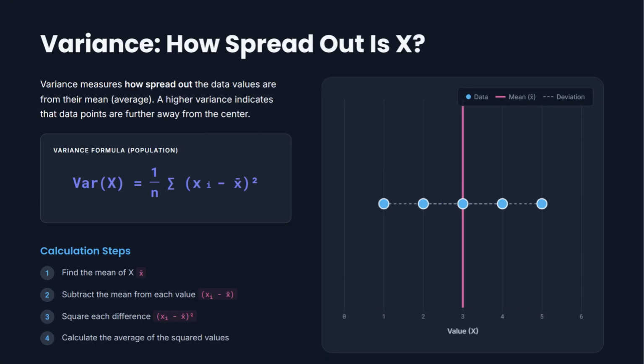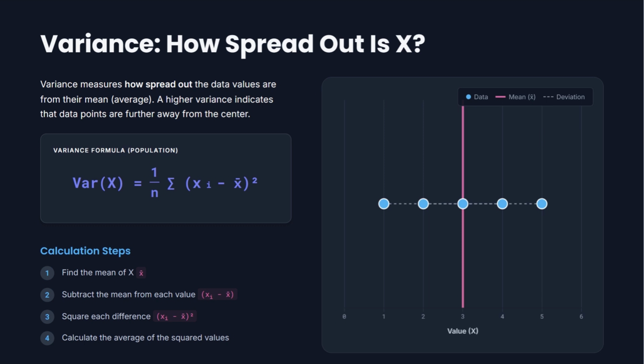Now we start the real mathematics. First concept is variance. Variance simply answers, how spread out are the values of x from their average? If variance is high, the data points are far away from the center. If low, they are close together. The formula for population variance is var x equals 1 divided by n times the sum of each x_i minus the mean of x, squared.